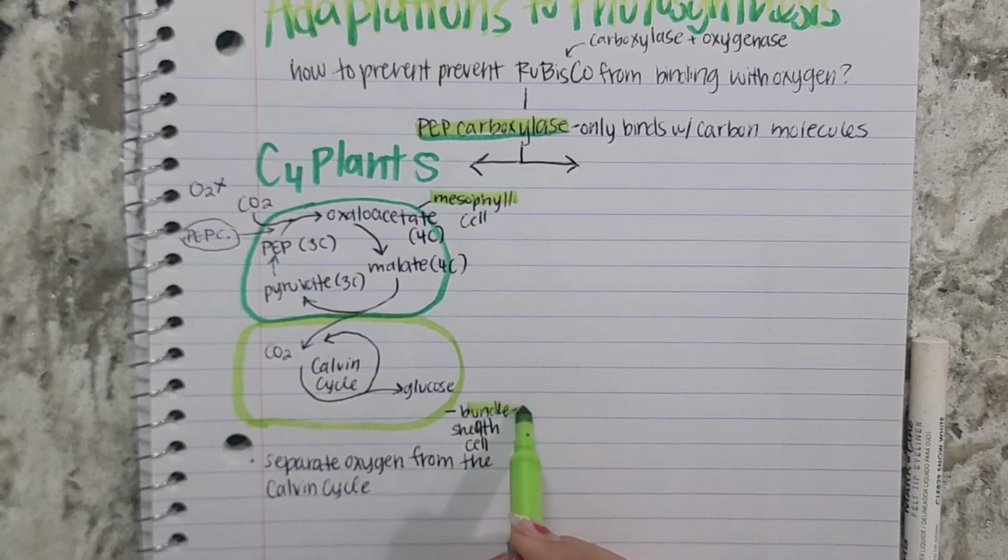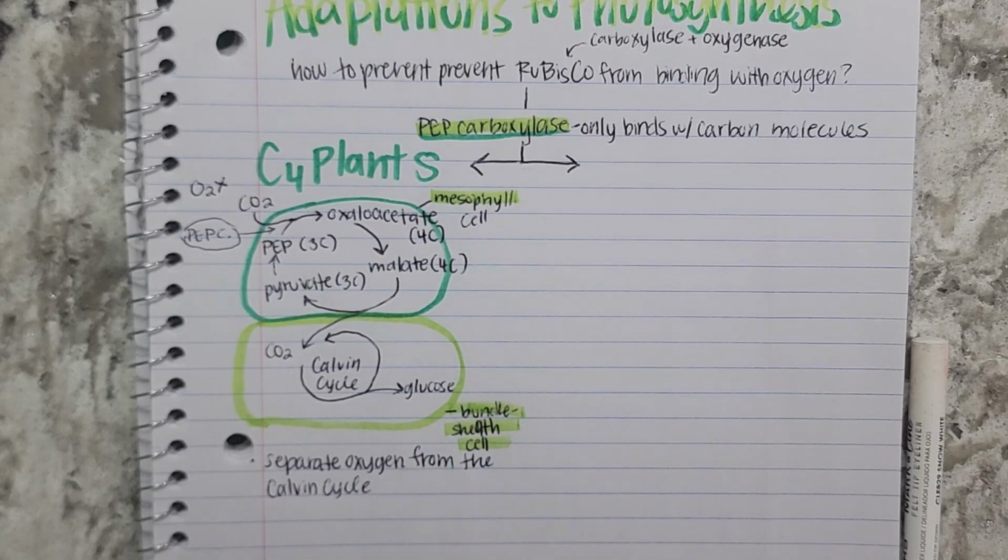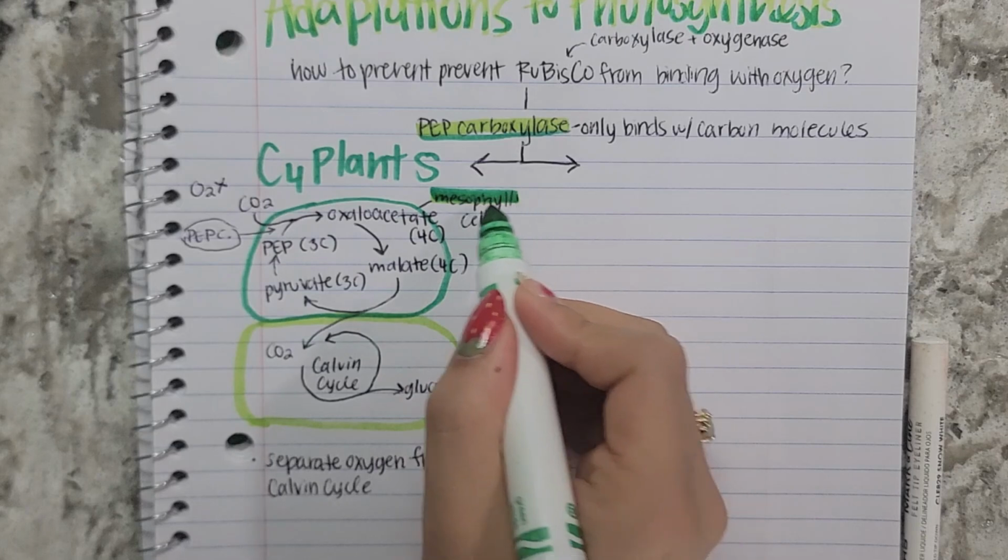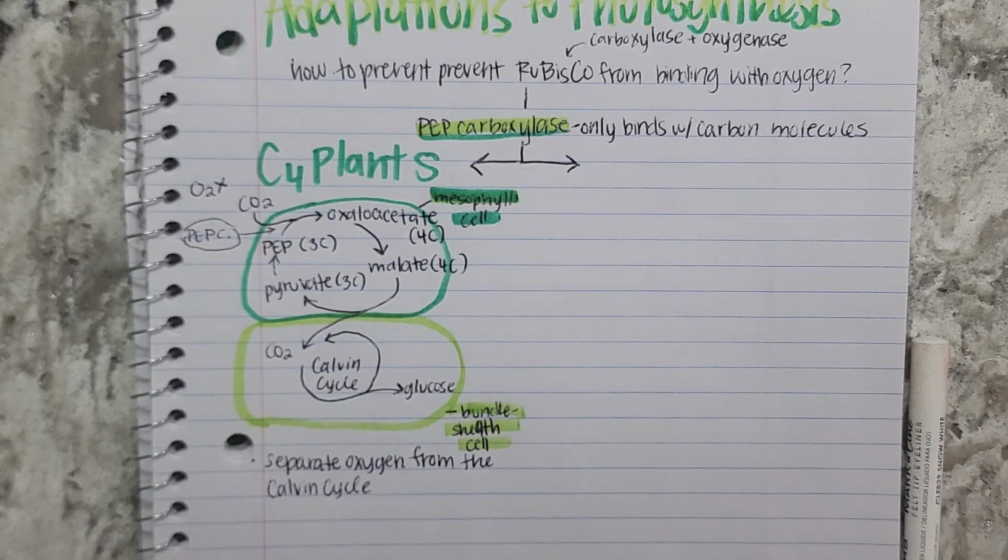Okay. Oh, maybe I should highlight that with the other green. Hang on. I was just highlighting my terms, but okay. Mesophyll cell, bundle sheath cell.